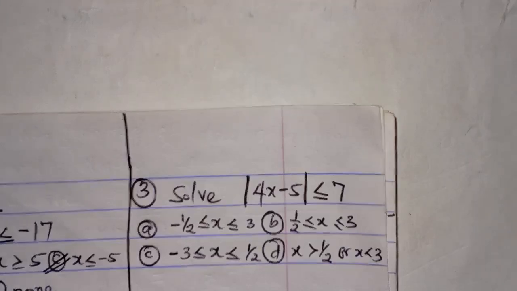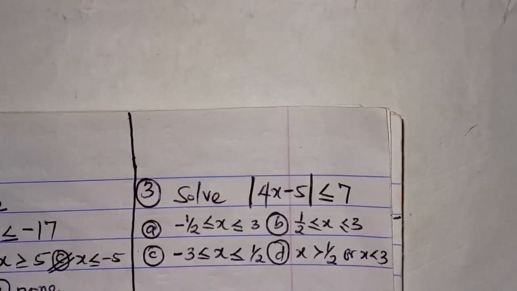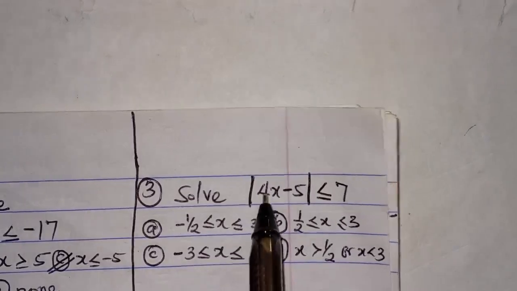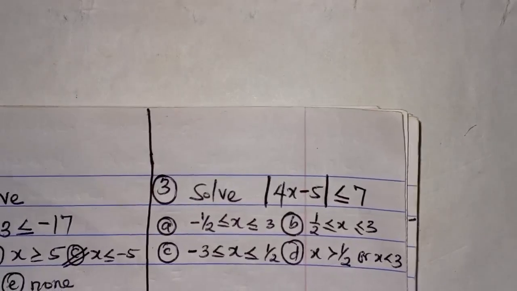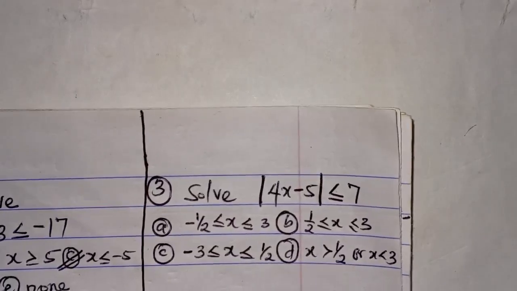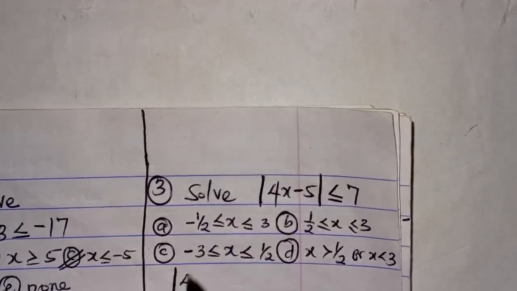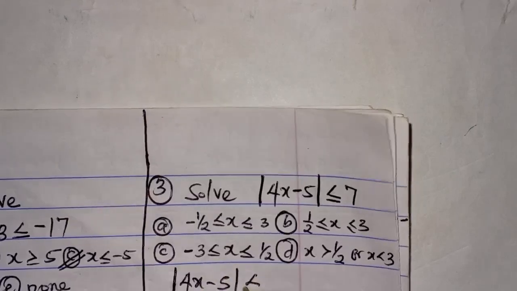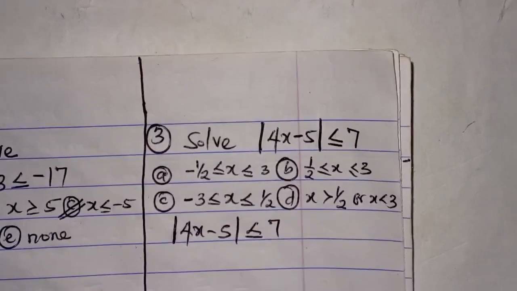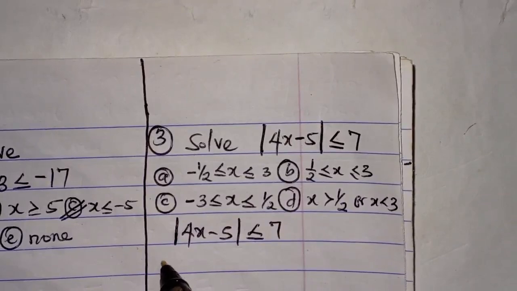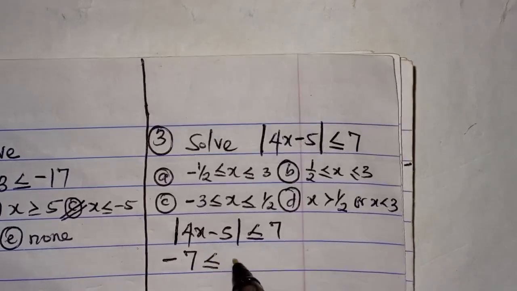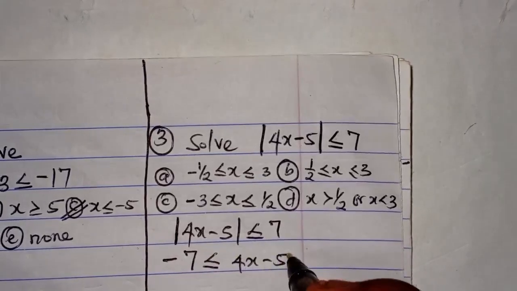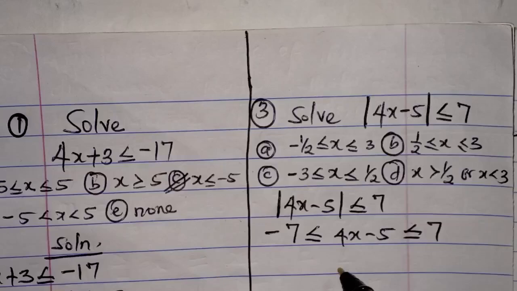Now let's solve question 3. It says solve the modulus of 4x minus 5 less than or equal to 7. Okay, this is an inequality involving a modulus. Alright, it's simple. The absolute value of 4x minus 5 less than or equal to 7 is equal to, this is it, minus 7 less than or equal to 4x minus 5 less than or equal to 7.